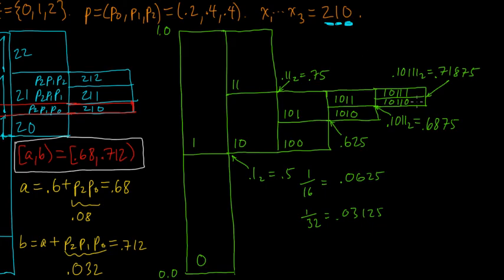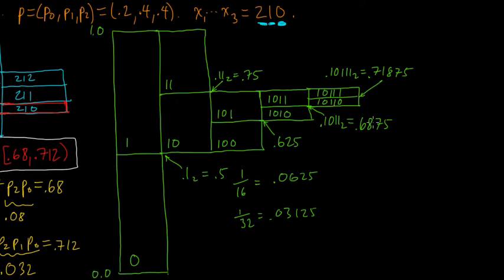Is this chunk 10110 contained in the interval? Nope, not quite, because we're still above 0.712, so we have to keep going yet again. So we divide once again here. We get 101100 and 101101. And now let's see, what is this number here?